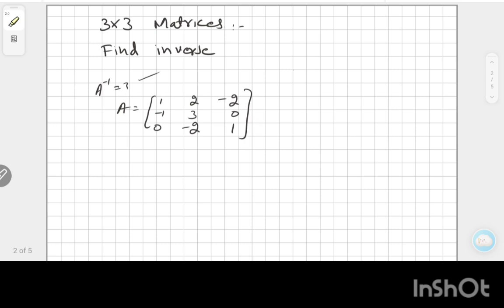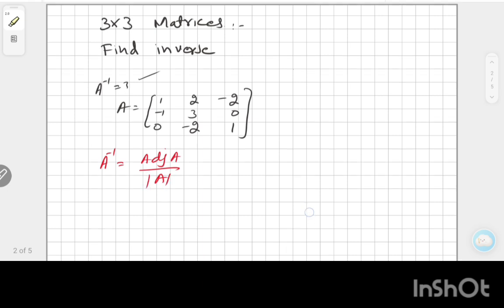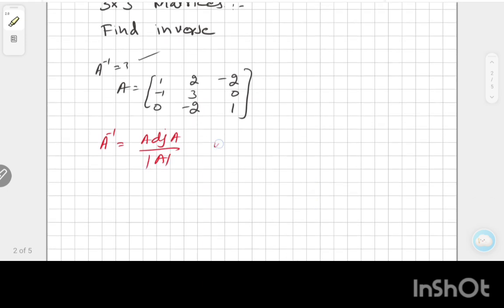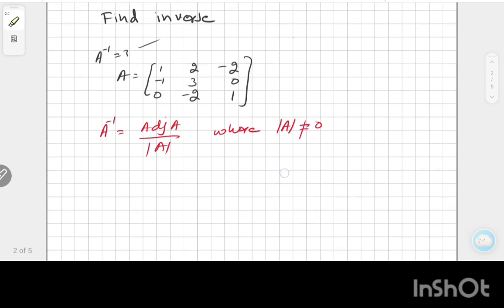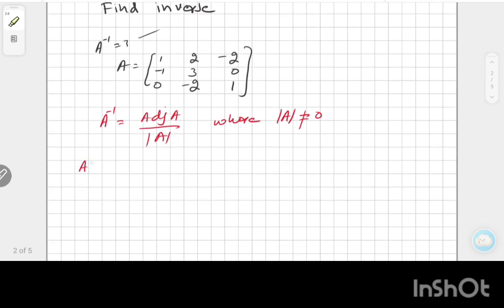First of all, we know the inverse formula: A inverse equals adjoint of A divided by A determinant. An important result is that A determinant is never equal to 0. If A determinant equals 0, we never solve this question. This question has a solution only when A determinant is not equal to 0. Now first of all we have to find the A determinant.